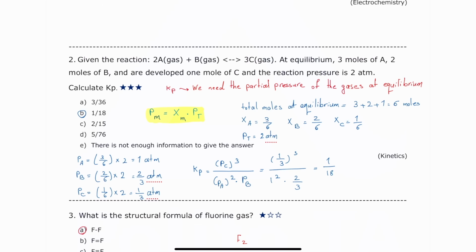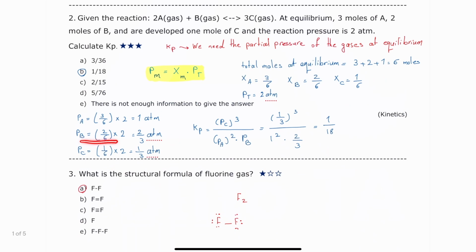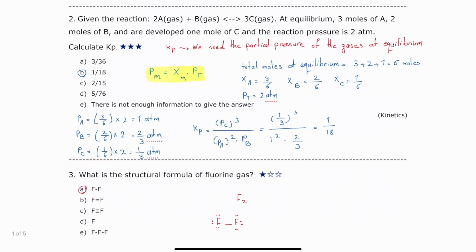In order to have the partial pressure, we just have to multiply by the total pressure. So P of A would be 3 over 6 times 2. It gives us 1 atmosphere. And also P of B, the same thing, and P of C, the same thing. Now that we have the partial pressures, we can substitute them in the Kp formula, and we would get the answer 1 over 18. So this question is important for finding the partial pressure, which by definition is the mole fraction of the gas times the total pressure. It would be a good review to know this.